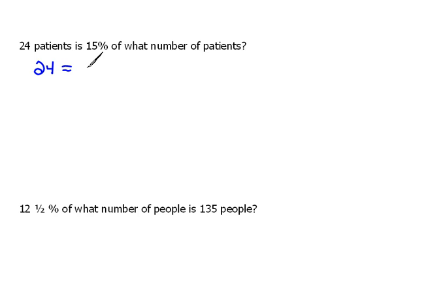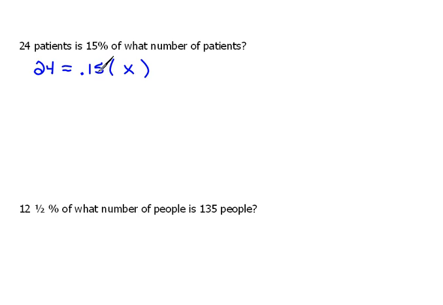We never work with the percentage, we work with the decimal instead, so that'd be 0.15. Of means multiply. What number? We don't know. Do you see how we just took this and directly translated it word for word almost into a mathematical statement? Now we can solve that mathematical statement for this unknown amount of x.